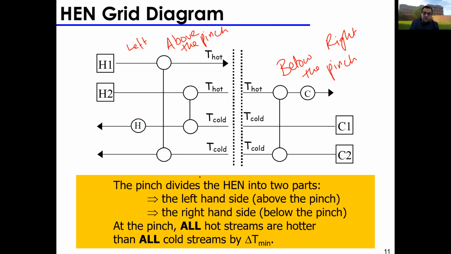And at this pinch, all the hot streams are hotter than all the cold streams by delta T minimum. So this distance here is equal to delta T minimum. And we're going to have a look. Once you practice it becomes more obvious, but this is really a systematic approach, so you just follow the steps to achieve it. So let's have a look at an example.